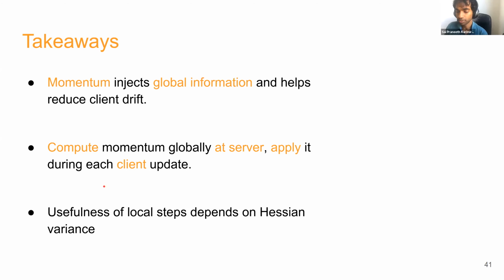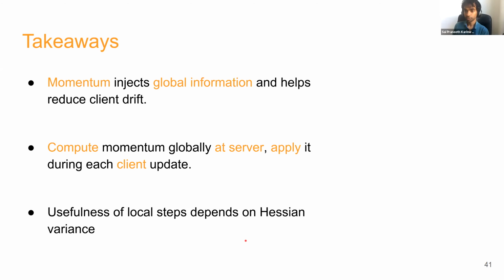Yeah, so this is a problem, but depending on the situation, it may be worth it, it may not. I think it's an interesting question whether you can replicate the advantages of MIME with much less communication. And finally, the usefulness of local steps, of any local steps, not just of MIME, seems to critically depend on this Hessian variance term, and probably warrants more investigation.